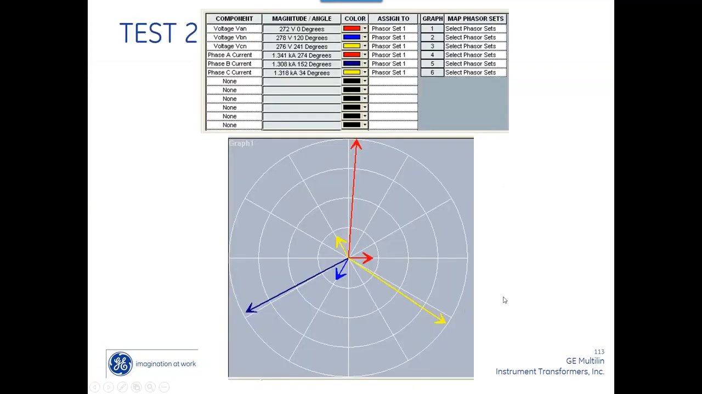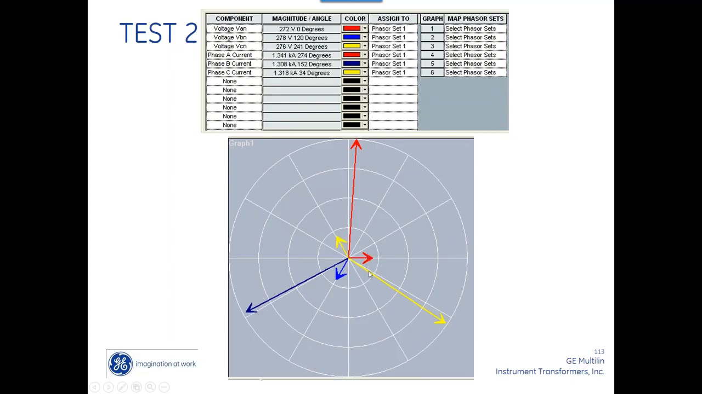So here's your second test. Okay. In this case, I'm going to give you a clue. Something's wrong. The small arrows are my voltages. So here I'm seeing VAN. It's right there. Here's B. Here's C voltage. So I know this is ABC rotation.